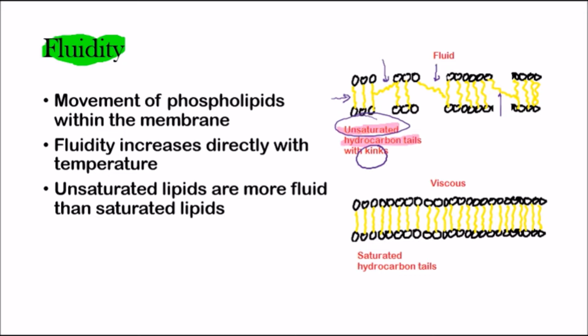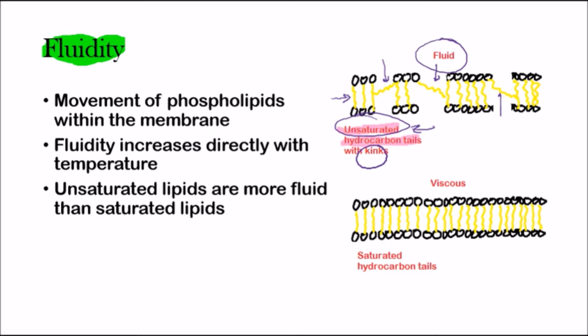So what does that mean for the lipid bilayer as a whole? Since the phospholipids within the lipid bilayer are not able to come closer together because of all these kinks, it's going to be more fluid, okay? You can imagine it's not compact. They're all drifting apart because of these kinks. So the lipid bilayer as a whole is fluid. It flows very well, okay? And that happens when we have unsaturated hydrocarbon tails within our phospholipids. Very important that you know this.